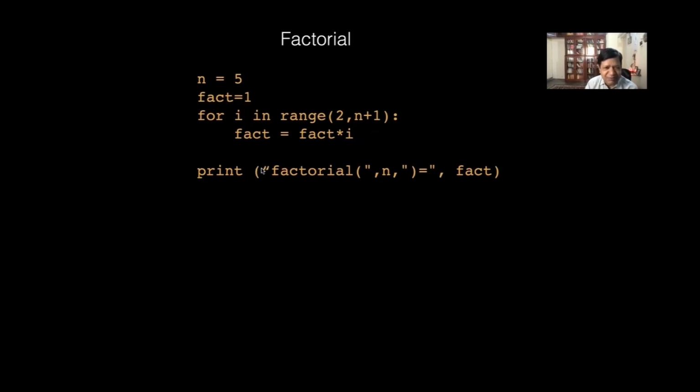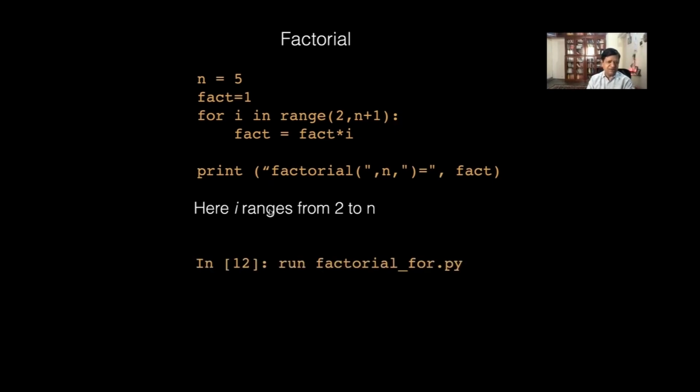For the print, please keep in mind that this is a string, then a variable n, then another string, then a comma, and fact, which is a variable. How many elements are there inside the function? The arguments contain 4: one string, then comma, a variable, comma, string, comma, and variable. I said i ranges from 2 to n, and n is already known to it, so it just prints.